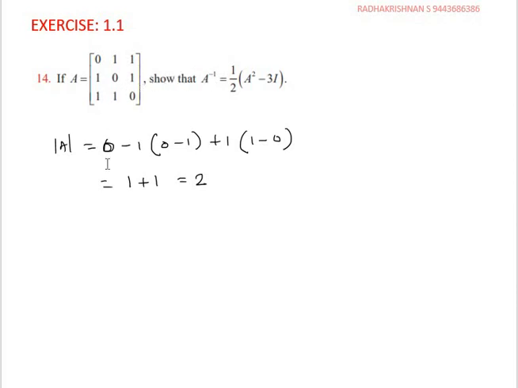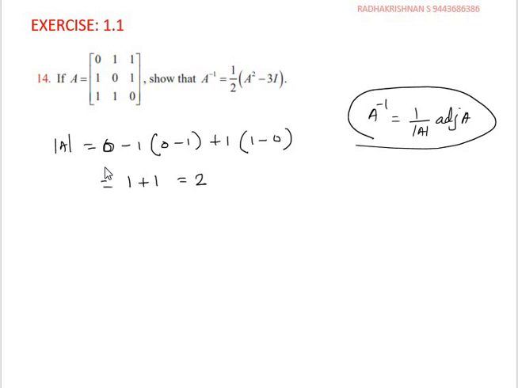Next, to find A inverse, what is the formula? A inverse is 1 by determinant of A into adjoint of A. This is the formula to find A inverse. Next, we have to find what? Adjoint of A we have to find. To find the adjoint of a 3 by 3 matrix, we know how to do it in rough work. We have to make a 4 by 4 array of numbers.